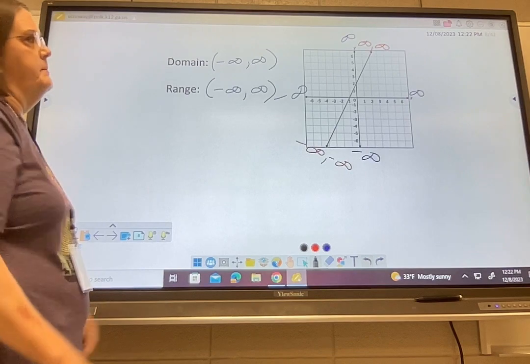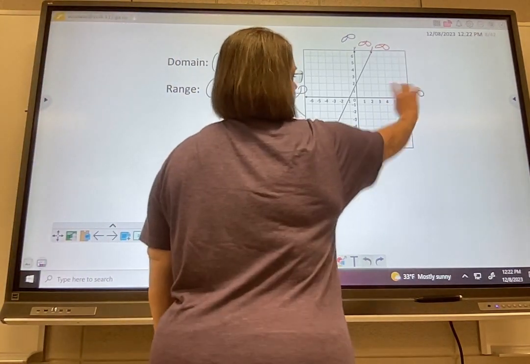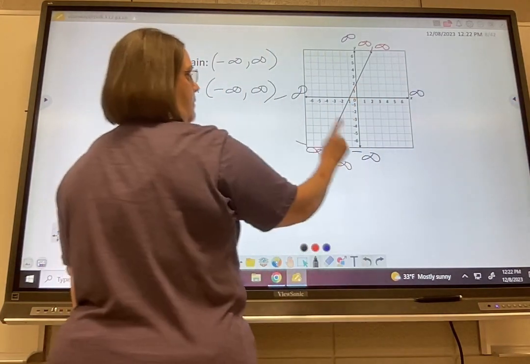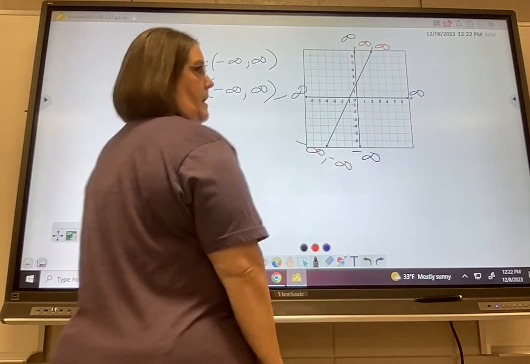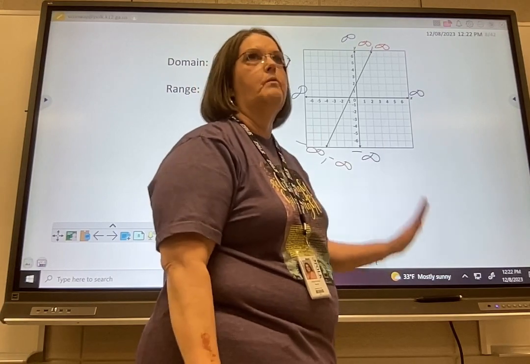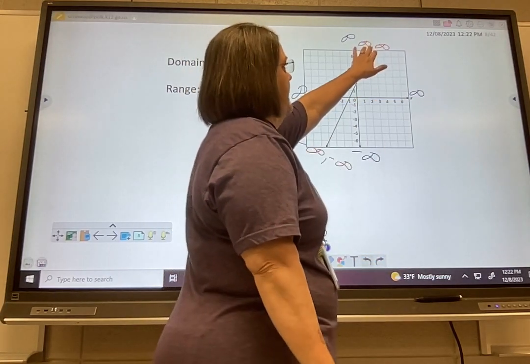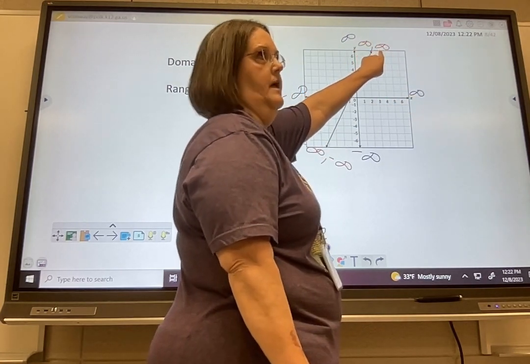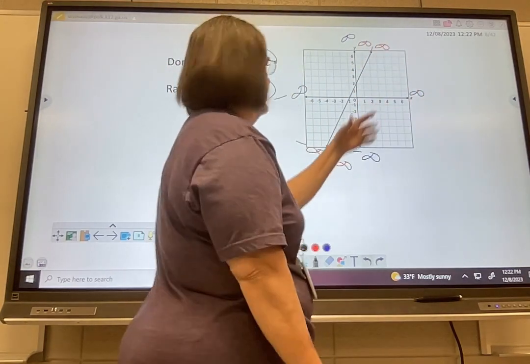All right, domain. Remember how I taught you to label your axes. This is forever infinity that way, forever negative infinity that way, forever infinity that way, forever negative infinity that way. Remember, I taught you that an arrow has an x and y coordinate just like any point on the line does. So this arrow falls between this x and this y, so its coordinates are infinity and negative infinity and infinity, sorry, getting tongue-tied.